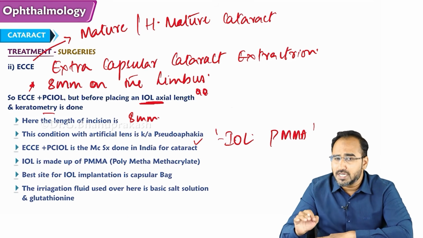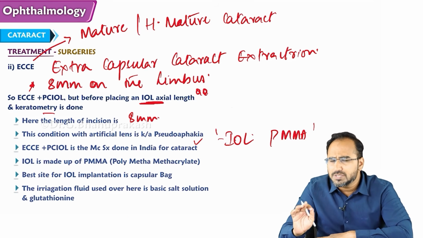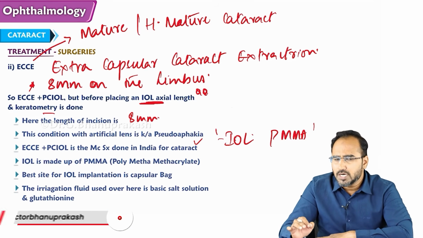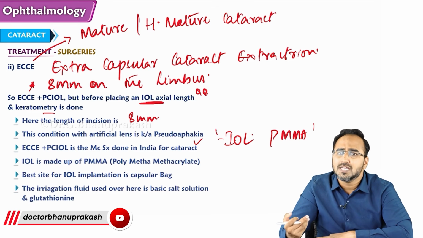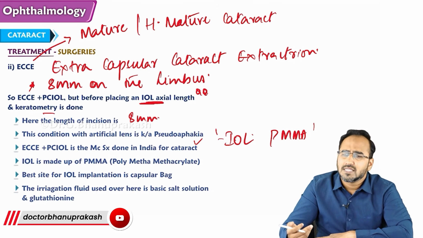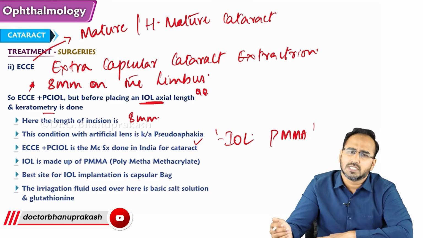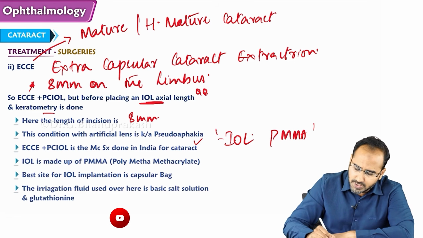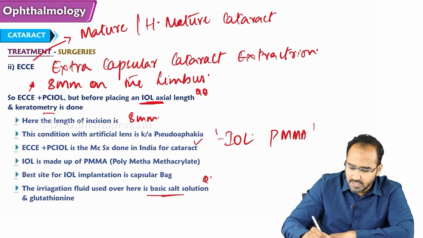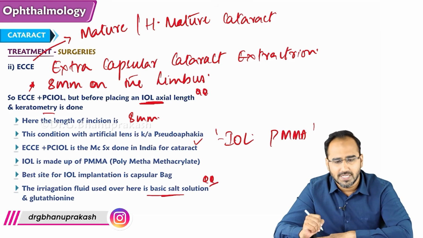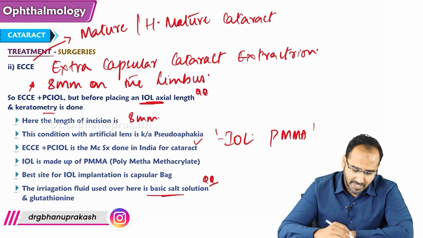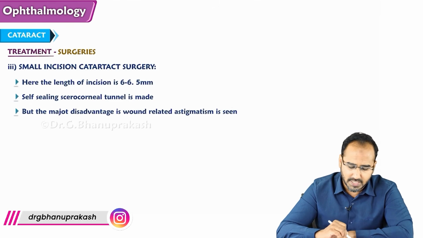While doing the surgery, you have to irrigate also. You are using some irrigating fluid in order to maintain the intraocular pressure and all. What is the irrigating fluid that you use? That irrigating fluid is the balanced salt solution and glutathione. This was also asked, guys. While doing the surgery, what is the irrigating fluid that is being used? That is balanced salt solution and glutathione.